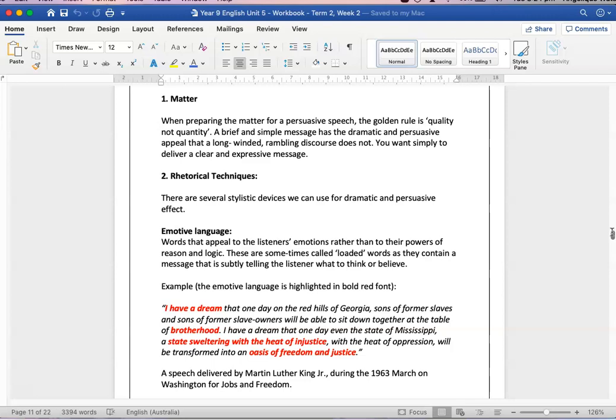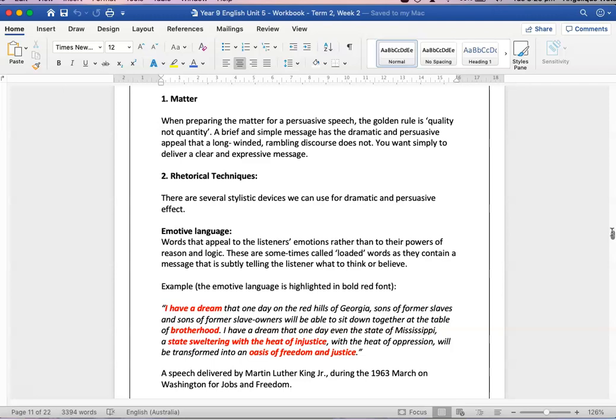Okay, I have a dream that one day even the state of Mississippi, a state sweltering with the heat of injustice, the heat and sweltering just gives you that idea that it is very uncomfortable. It is so hot and uncomfortable. You just don't want that. Okay? You just don't want that injustice. With the heat of oppression, will be transformed into an oasis of freedom and justice.